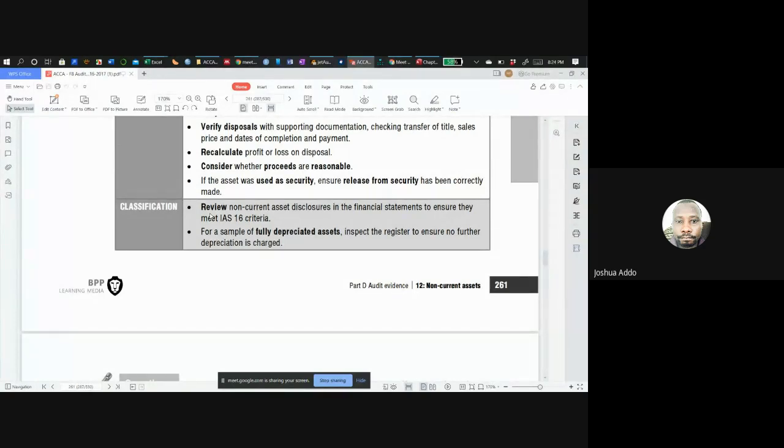For a sample of fully depreciated assets, inspect the asset register to ensure no further depreciation is charged, so that it doesn't become like an asset is disposed of, but depreciations are still calculated. Normally, these things can happen if we have some semi-automated system, and when we are looking at this side, we are blind on the other side. So the asset is disposed, but calculation of depreciation is still carried on it. That will be wrong classification. And that will also affect valuation.